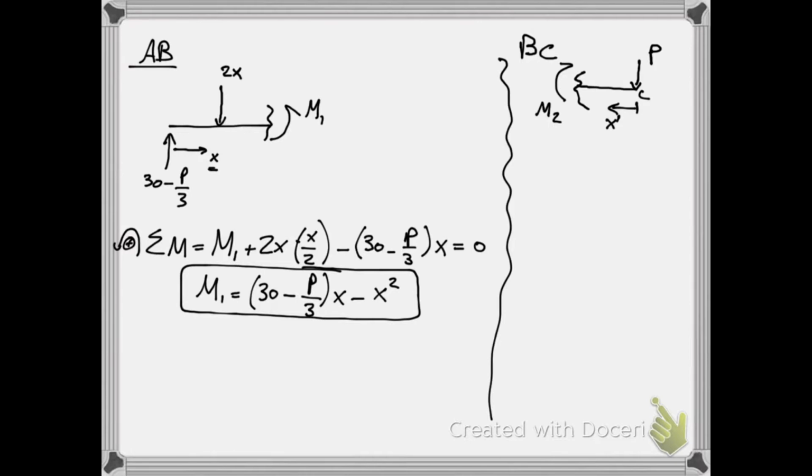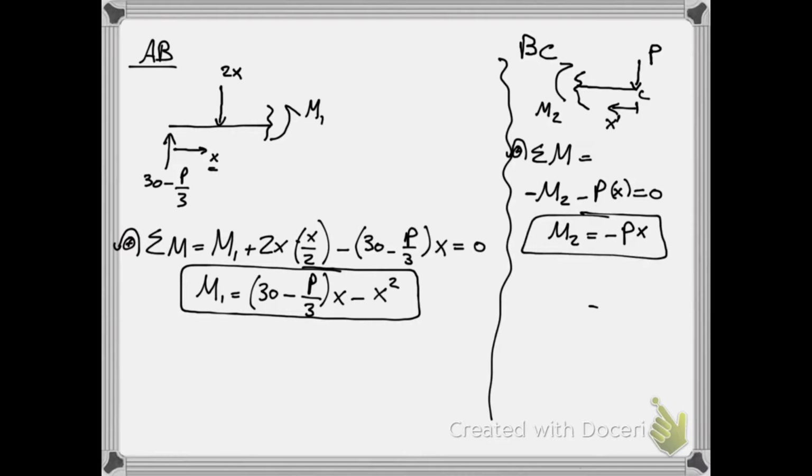Okay, let's do our equilibrium equations. Same thing, positive rotation in the counterclockwise direction. So it's going to be negative M2 minus Px, which is equal to 0. So M2 is going to be equal to negative Px.